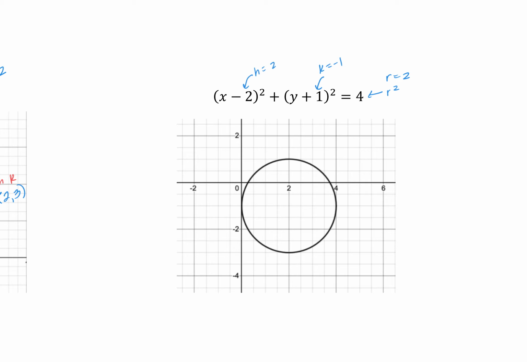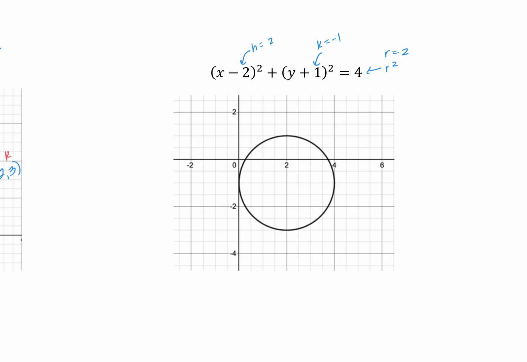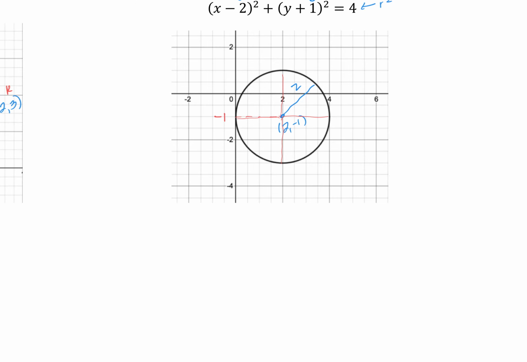Let's look to see if we have the center (2, -1). And yes, we do, because this is -1. And then if you notice, the radius here is 2, because we can go 2 units out in all directions, vertical and horizontally, and we get our circle. So we have radius is 2, center is (2, -1).